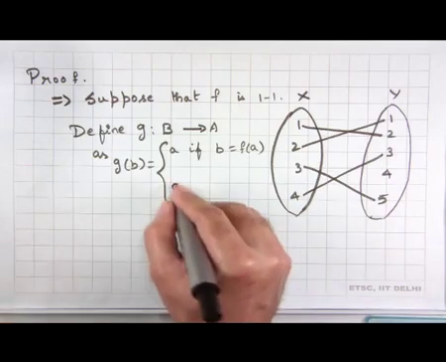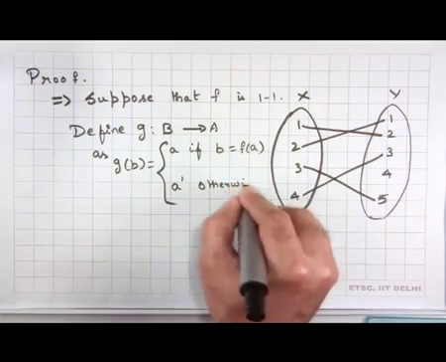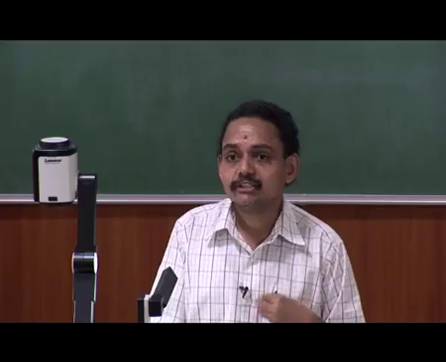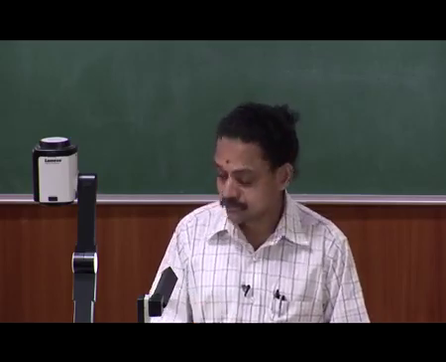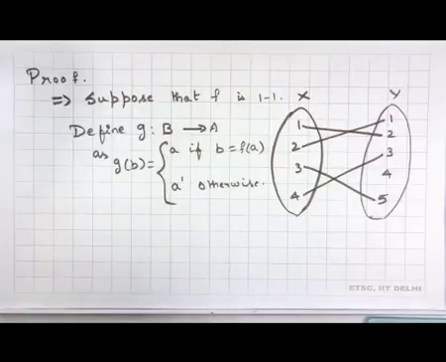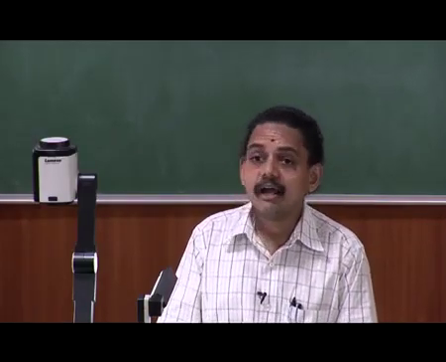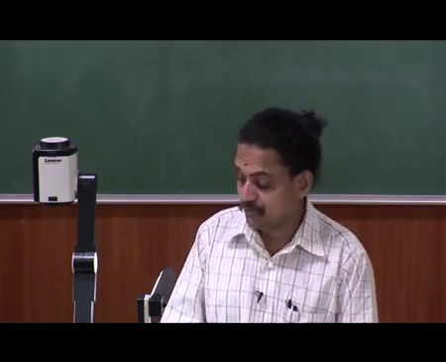So, let us define it as a dash otherwise. Let us fix one element which is not in the range. For that element, let us choose one element arbitrarily and map that b to this a dash. This a dash is the choice that we make; it depends on one's own choice. Now, we will have to go on to prove two things. One is that g is onto, and the other is that g composed with f is the identity function.